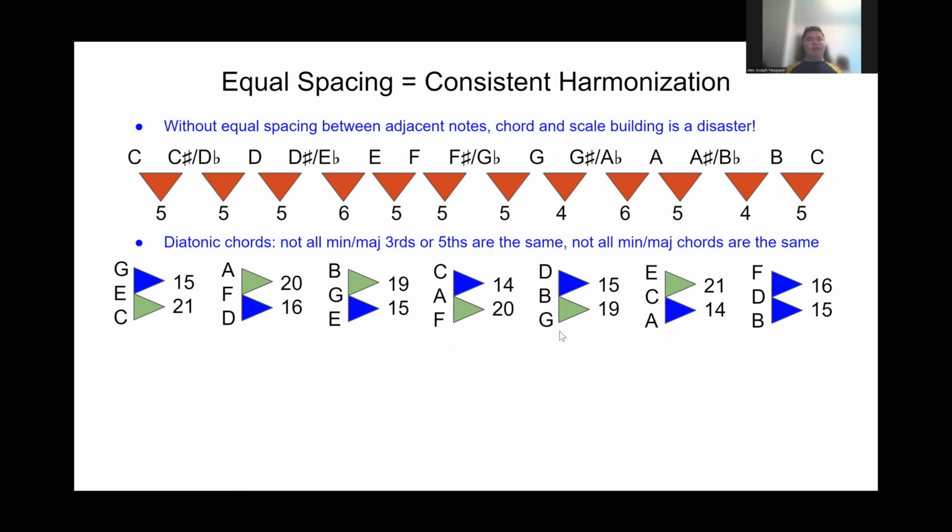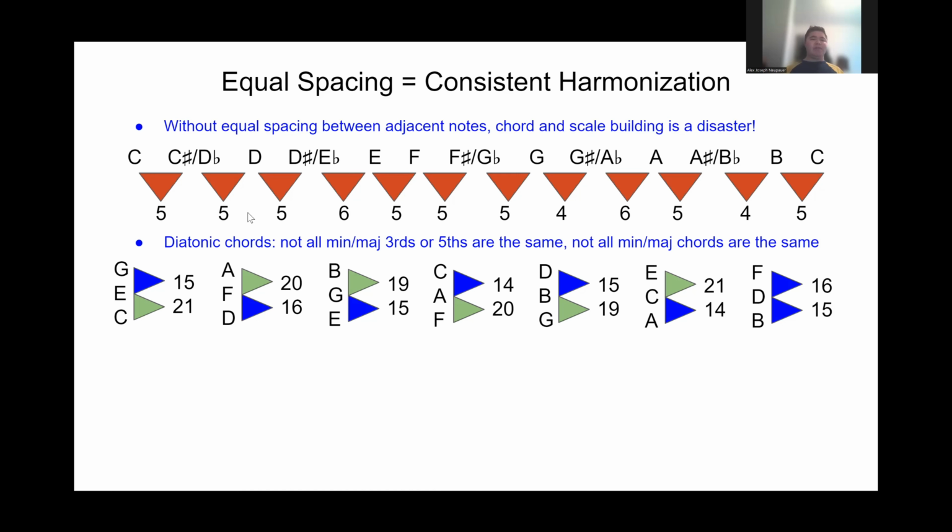Let's talk a little bit more about consistent harmonization. Our system has achieved this through equal spacing of notes. And that means the same distance for every half step. Without equal spacing, making chords and scales is a disaster. And I'm showing it to you by explaining what would happen if we didn't always have the same spacing between notes a half step apart.